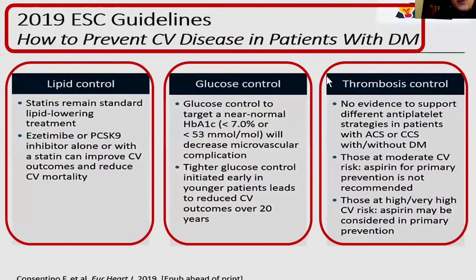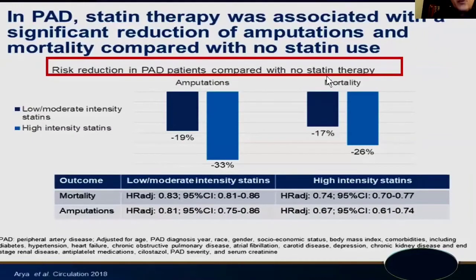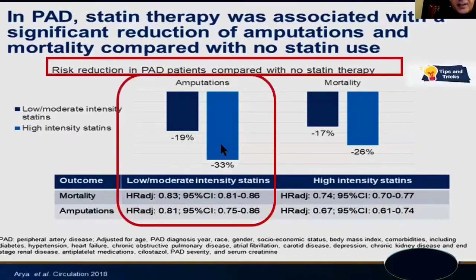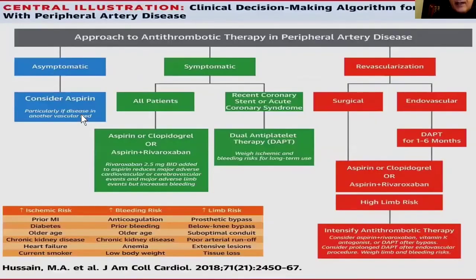First of all, we can see in peripheral arterial disease, statin therapy was associated with a significant reduction of amputations and mortality compared with non-statin use. This study shows high intensity statin reducing amputations by 33%, compared to 19% in low and moderate intensity statins. For the mortality, it is the same. The reduction is very high, about 26% in patients taking high intensity statin, compared to patients on moderate intensity statin. I come to the last slide.